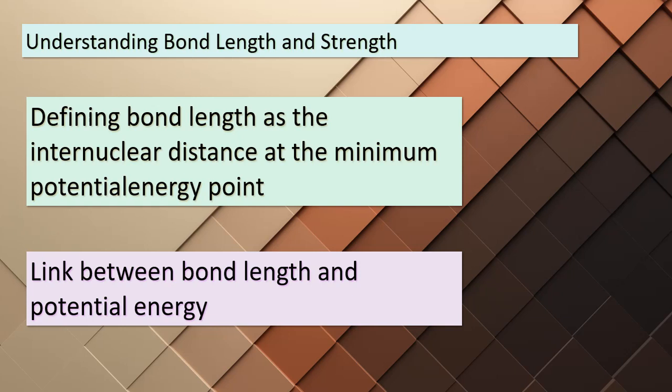But remember, it's not just about energy, it's about stability and structure. Different molecules have different bond lengths, and these lengths play a significant role in determining how molecules behave and interact. So, think of bond length as a sort of Goldilocks zone for atoms, where they find just the right balance between attraction and repulsion.